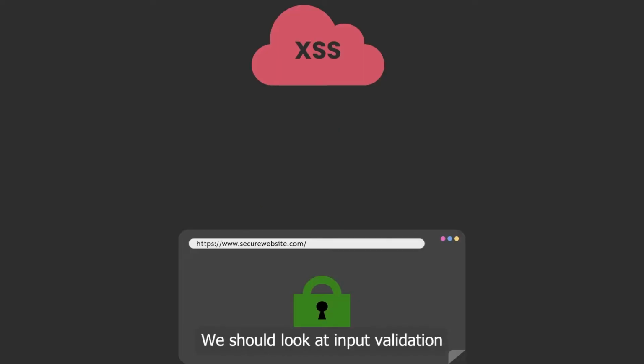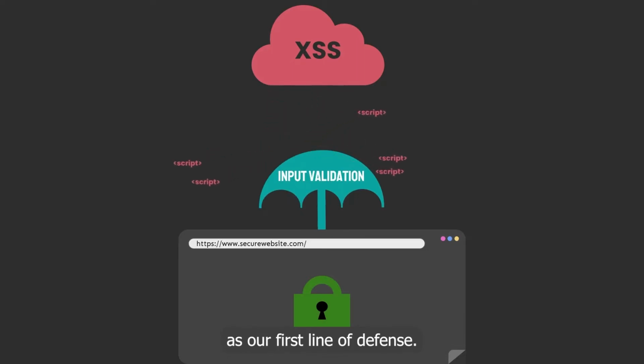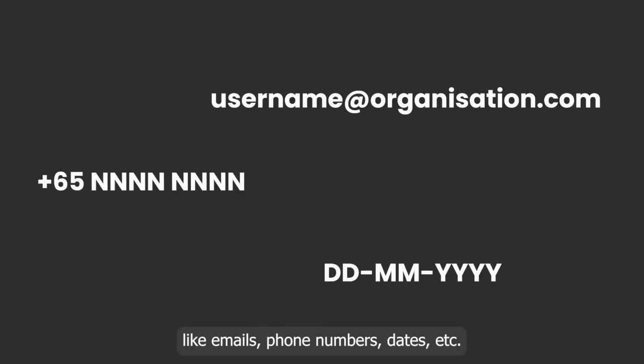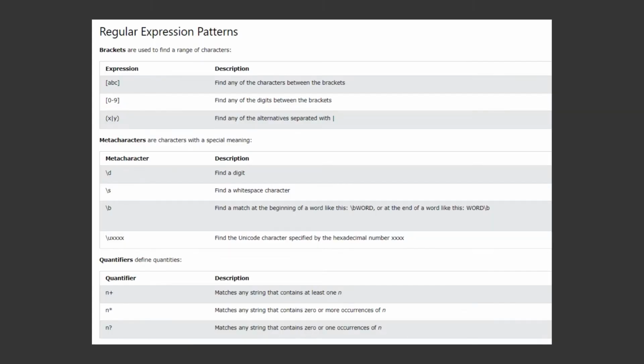We should look at input validation as our first line of defense. If no malicious code is allowed to enter the system, it cannot be served out. For starters, we can check and reject certain inputs that do not match expected patterns. This is easy for inputs that have expected, definitive patterns like emails, phone numbers, dates, etc. We can use regular expressions to match these patterns and reject any input that does not match them.